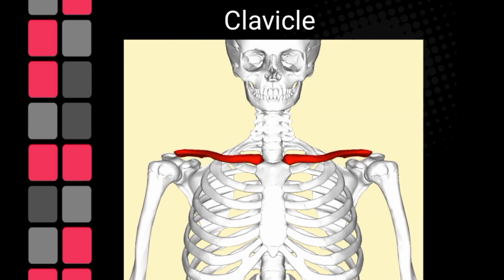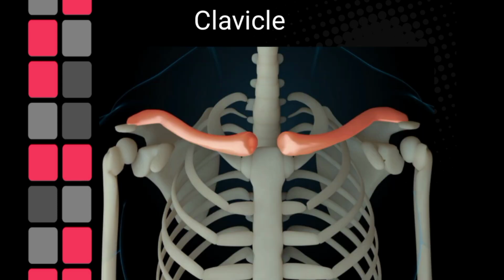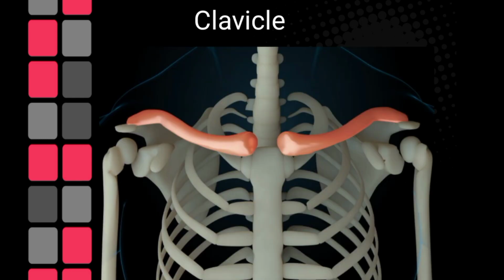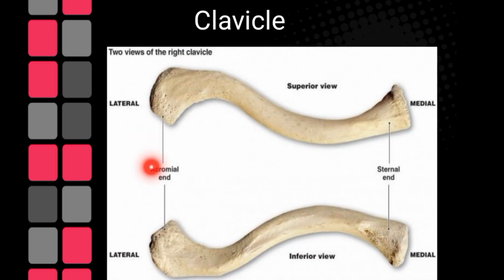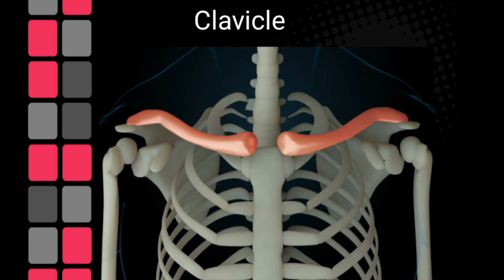Now our third bone is the clavicle. Here you can see the clavicle is a cylindrical bone with an S shape facing forward. The medial aspect is convex and the lateral aspect concave. This is the medial aspect, this is convex, and this is the lateral aspect, this is concave. It can be divided into sternal end, shaft and acromial end. This is the acromial end, this is the sternal end.